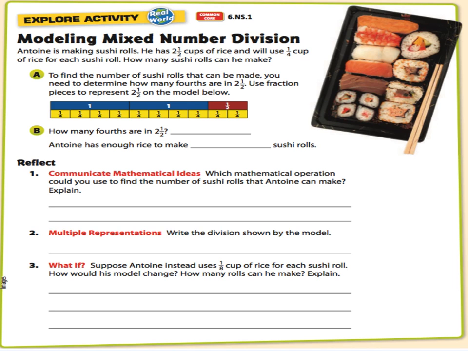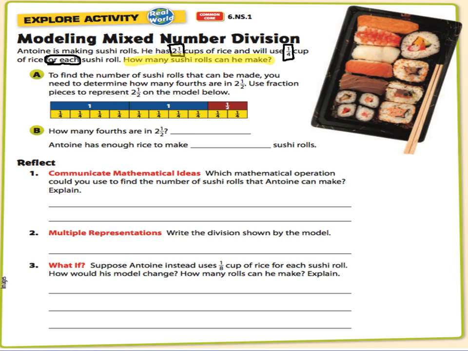All right, so first of all, we're going to take a look at that model again. Like we looked at the other day, if you put what you're doing into a picture, it sometimes helps us figure out why we're getting the answer that we are. So here you have Antoinette who is making sushi rolls, and she has 2.5 cups of rice, and she wants to use 1 1/4 cups of rice for each sushi roll. How many sushi rolls can she make? That is the question.